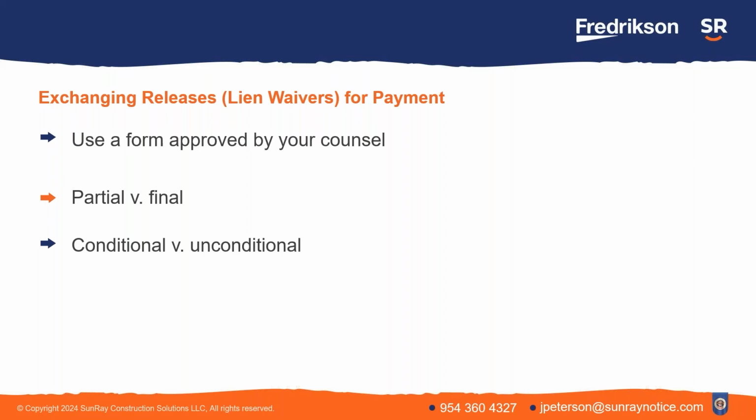If you're getting a partial payment, make sure you're giving a partial lien waiver. It's a different form because you're only releasing the portion of the lien that they're paying you for, right? If they're giving you a final payment, and you agree that it's the final payment, then you're going to be giving them a final lien release. You're releasing all of your lien rights. That makes sense. There's also conditional versus unconditional lien waivers. You may have heard those terms.